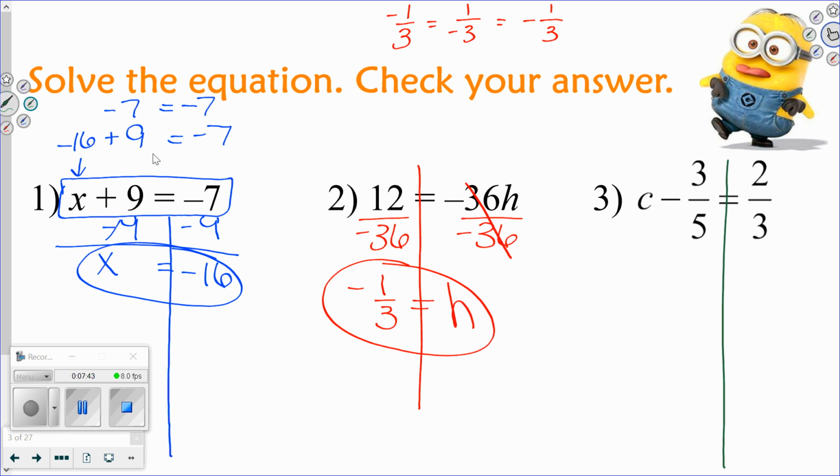Now, we'll talk about clearing fractions in a little bit, but since we haven't talked about that yet, how do you get c by itself? Yeah, we're just going to add 3/5. So c equals, and if you're doing this by hand, they'd have to have a common denominator. But you can use a calculator. So what's 2/3 plus 3/5? 1 4/15.